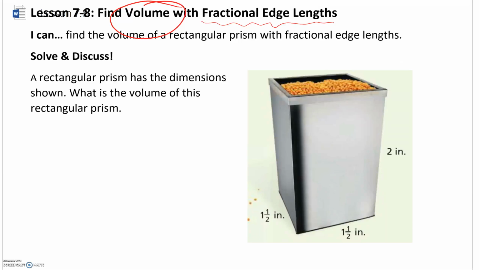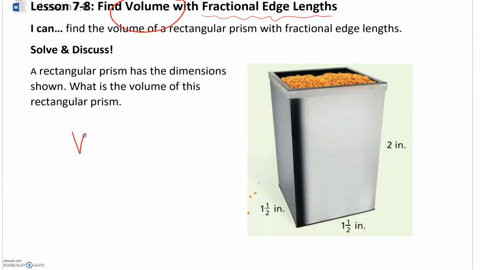So first, this solve and discuss. It says here's our rectangular prism, it has the dimensions that are shown, find the volume. So you guys kind of think about, if I'm finding my volume, I have my 3 numbers. A lot of you, I hear this all the time when I'm asking for area, but this is actually our volume. Our volume is that length times width times height. So when I have 1.5 and another 1.5 and 2, I want to multiply them all together.